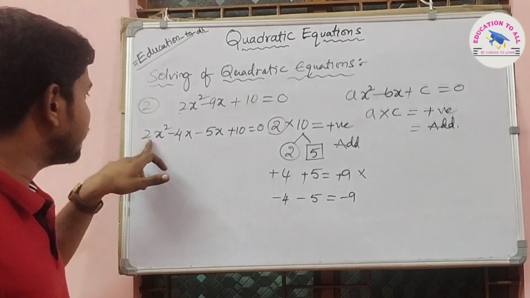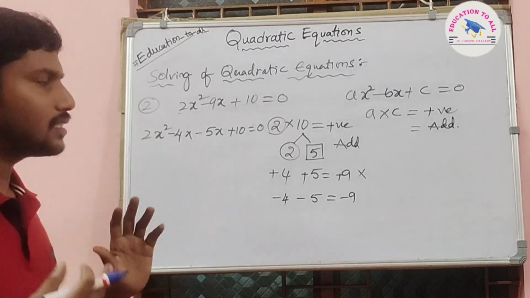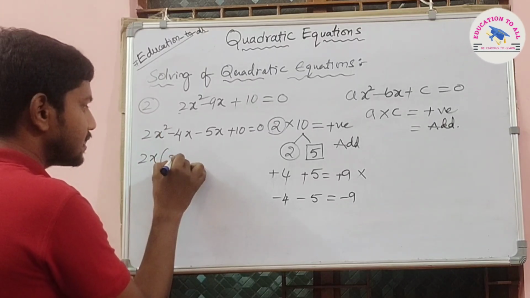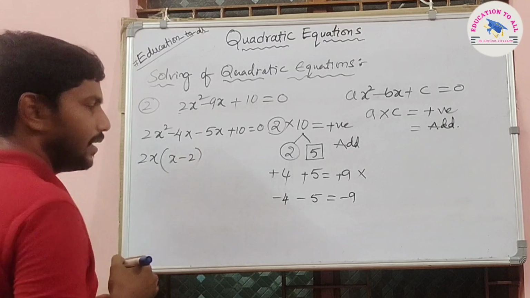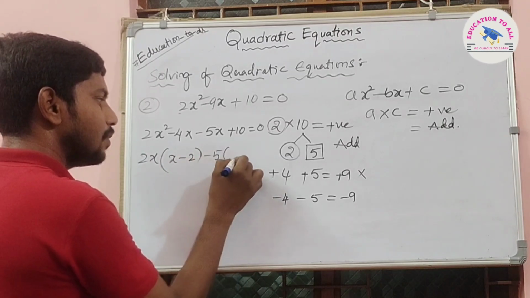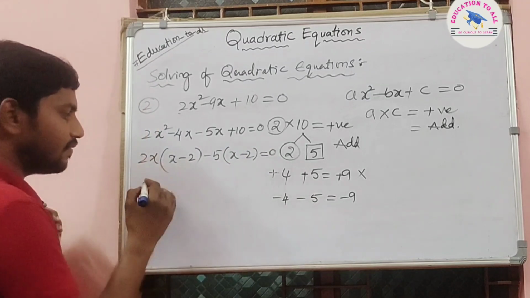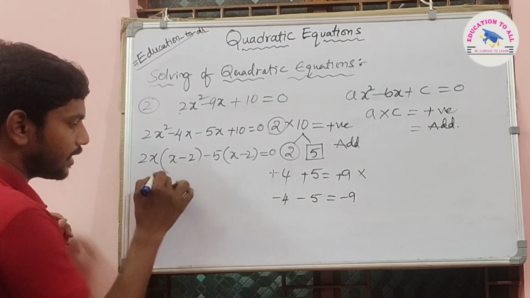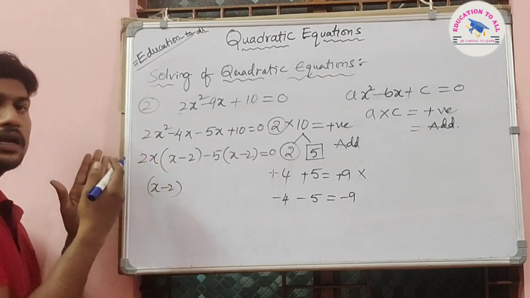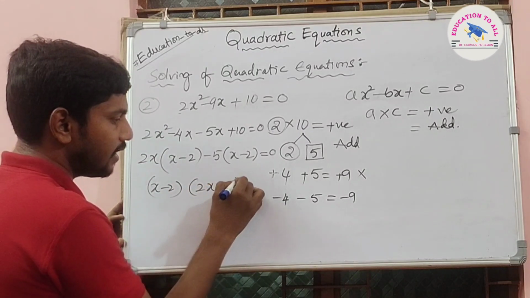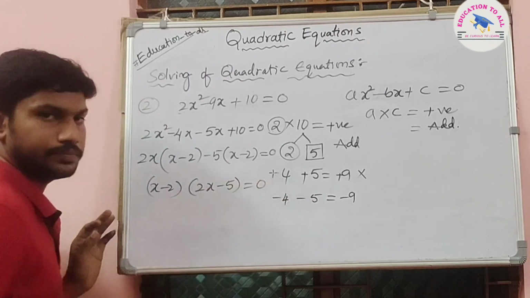Here, in the two terms, we can take common as well as x also. So that we take 2x common, x minus 2 is pending. So minus 5 taking common, now x minus 2 again, that equal to 0. Again, further step, x minus 2 taken common, what will be the pending? In the left side 2x is pending, in the right side only 5 is pending, that equal to 0.